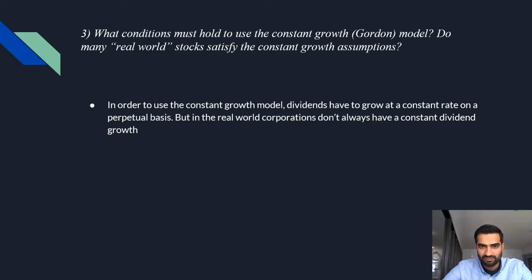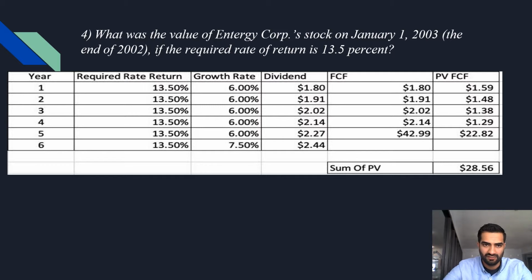What conditions must we hold to use the constant growth model? Do many real-world stocks satisfy the constant growth model? In order to use the constant growth model, dividends have to grow at a constant rate on a perpetual basis, but in the real world, corporations don't always have constant dividend growth.